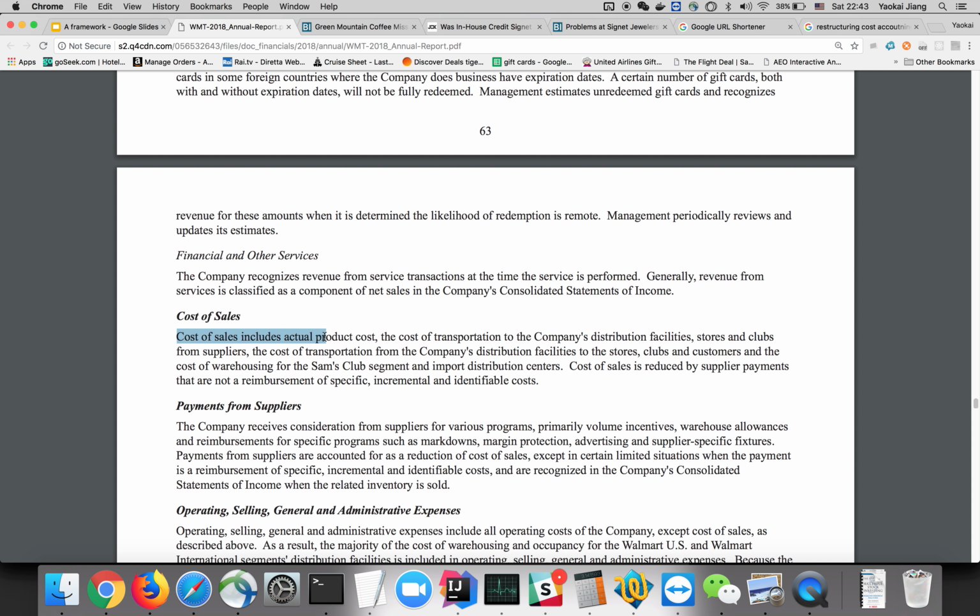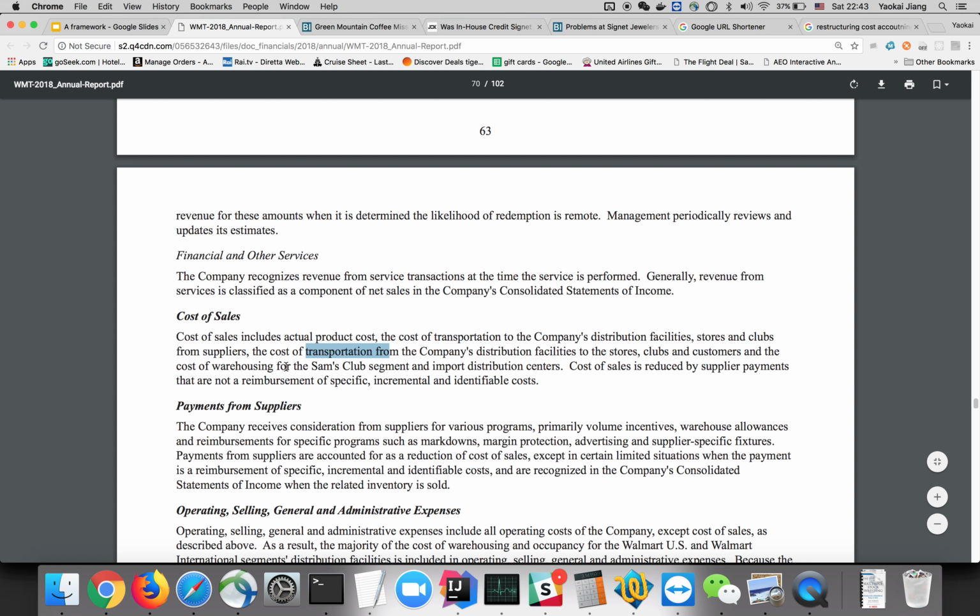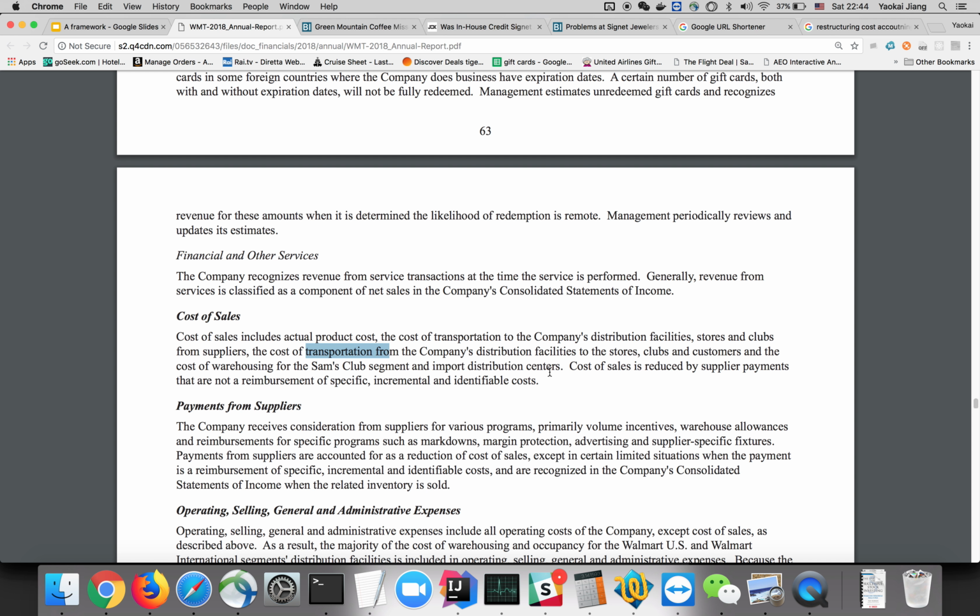Cost of sales include actual product costs, which is the part they have to pay to the suppliers, the cost of transportation to the company's distribution facilities, so basically the transportation costs from suppliers to the company, the costs of transportation from the company's distribution facilities to the stores, clubs, and customers, and the cost of warehousing for the Sam's Club segment import distribution center. So basically a bunch of transportation costs. And so it makes sense.